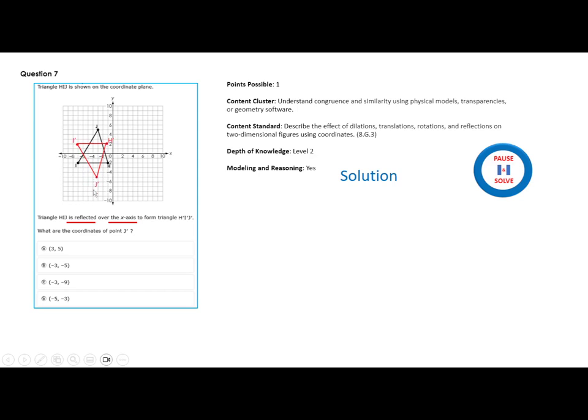So this is the reflection of the triangle. And he's asking you what the coordinates of J prime are. J prime is (-3, -5). That's it.